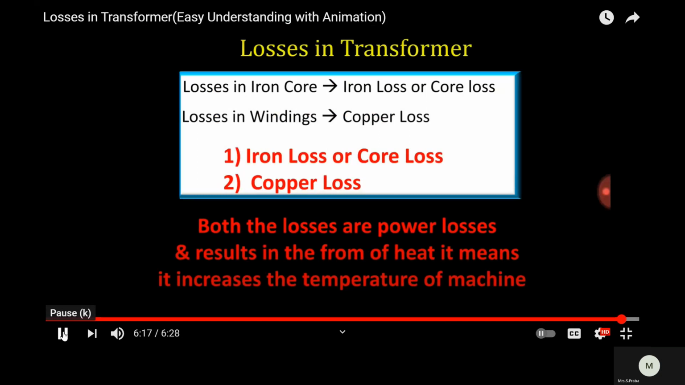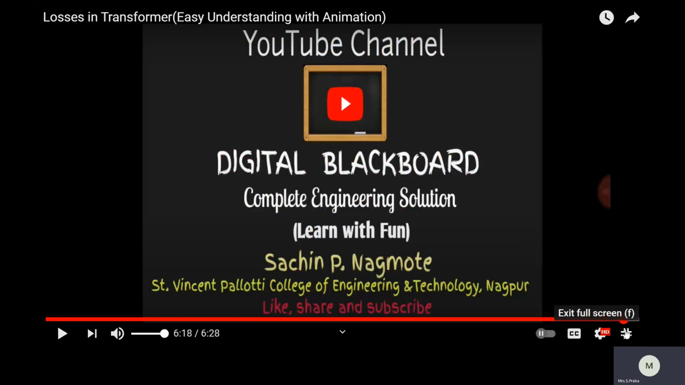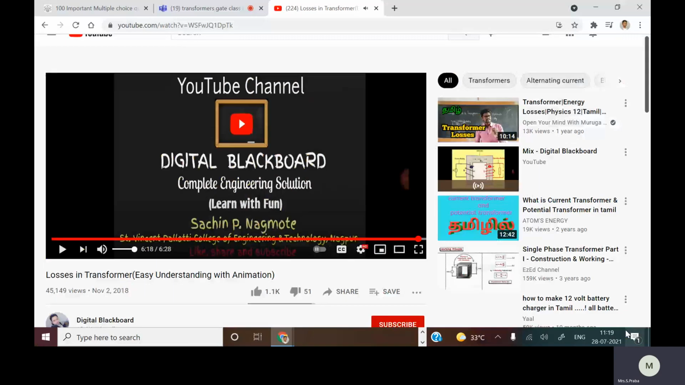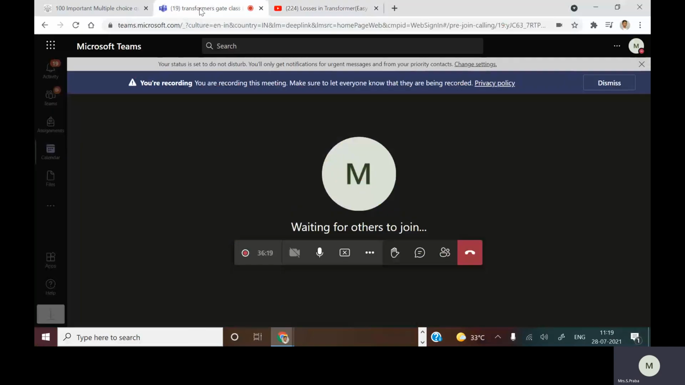It must be clear why the iron losses are called constant loss and why the copper loss is known as variable loss. It is understood from this video, so that we can add some more MCQs in the losses area. We'll switch on to the MCQ part.